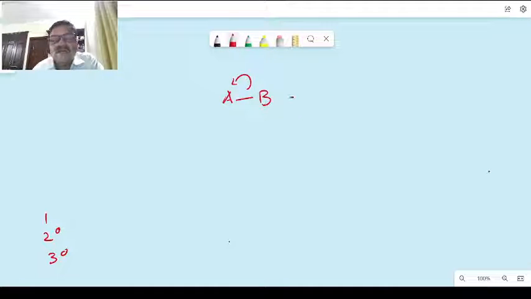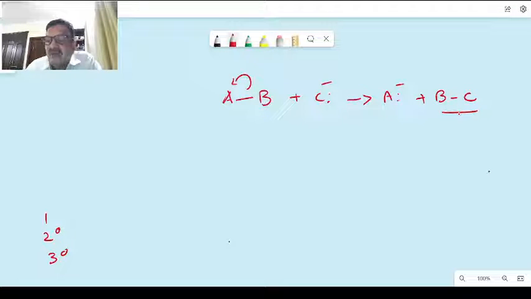This will be reacting with C. Okay, so this will be giving you A minus, then BC. Correct? So BC, that is a new bond formed. So in this case, AB, this bond is broken here. It is partially broken. In a transition state, this AB bond is partially broken and BC bond is partially formed. Correct? That is a hypothetical reaction.